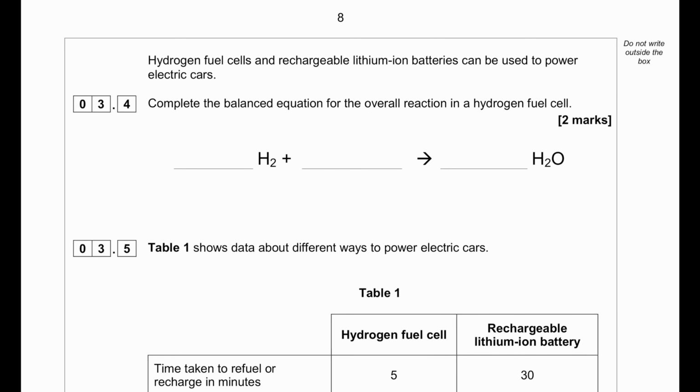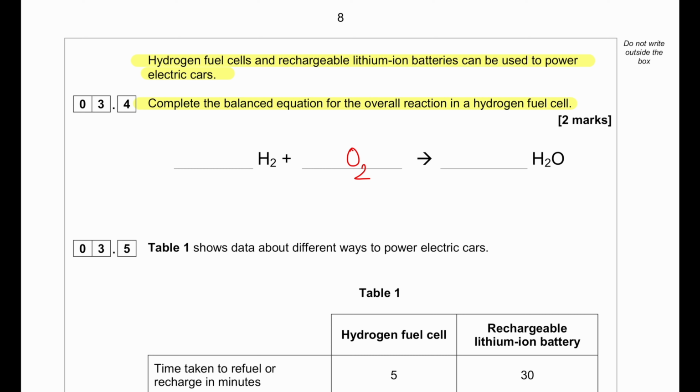Hydrogen fuel cells and rechargeable lithium-ion batteries can be used to power electric cars. Complete the balanced equation for the overall reaction in a hydrogen fuel cell. So hydrogen, when it reacts with oxygen, produces water.